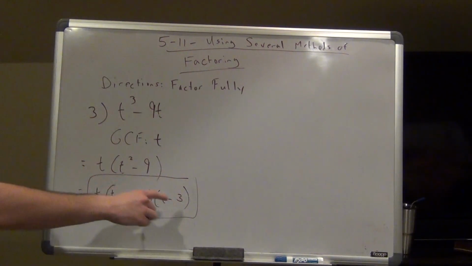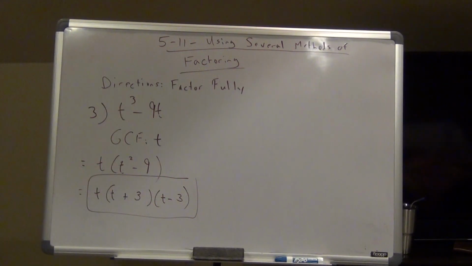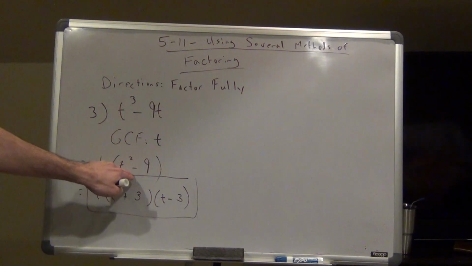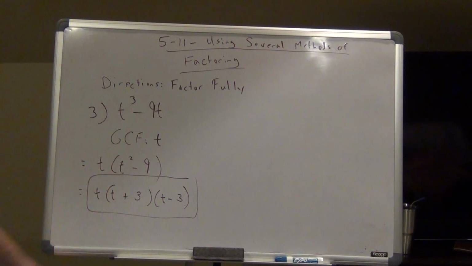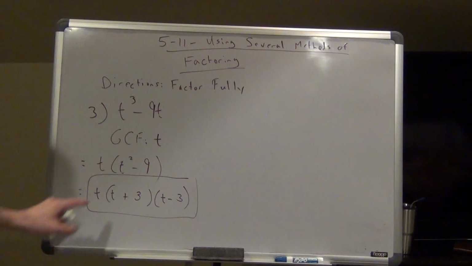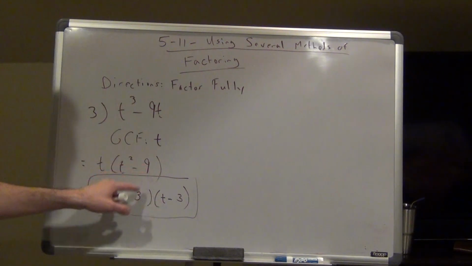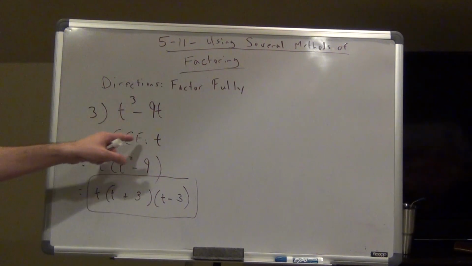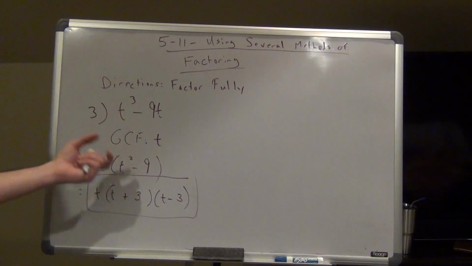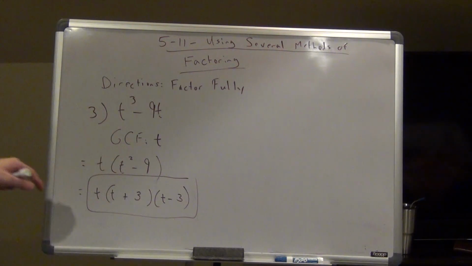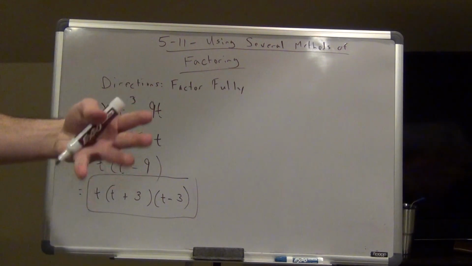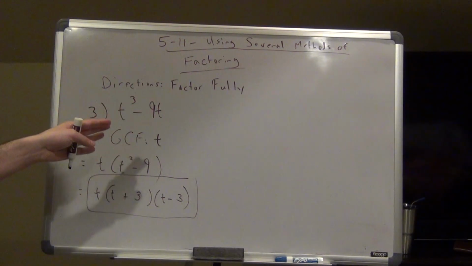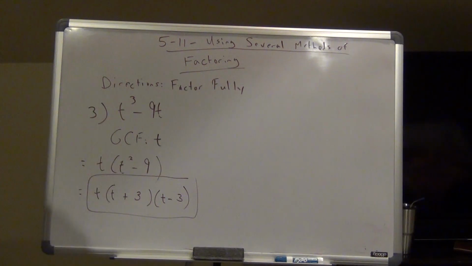Again, if I FOIL this back out, I'll end up with t squared minus 9. Again, this is the difference of squares. So that's two perfect squares subtracted from each other. And that's how you factor that out. Square root of the first number plus minus the square root of the second number. I took the GCF out first, then looked in the parentheses, see if there's anything else to factor. In this case, there was, so I factored it out. So 2 steps. All they're going to be like that. Either they're going to be more factorable, or take the GCF out, or they're not going to be.